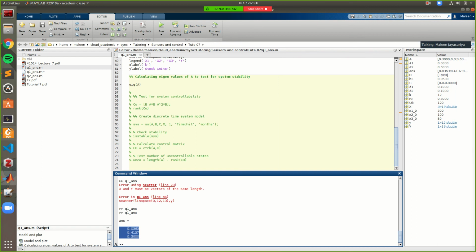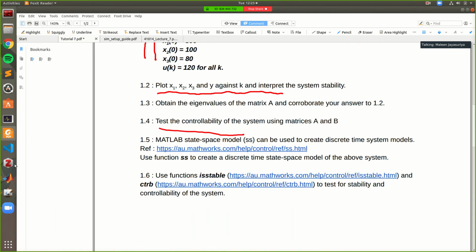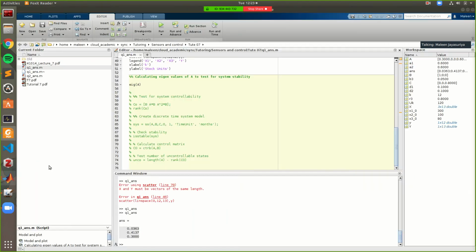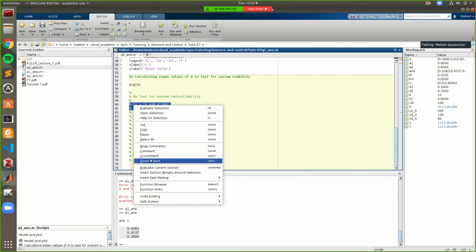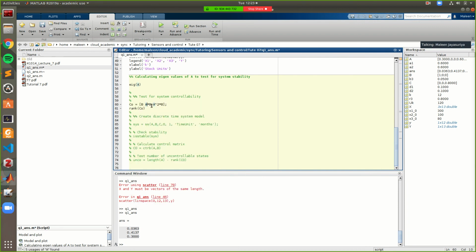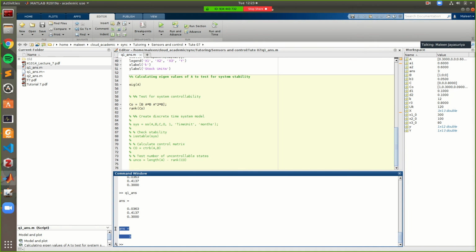Okay, so next question is, can we check its controllability? The controllability matrix is essentially, since this is a 3 by 3 matrix, just B, AB, A squared B, and so on. Then we have to look at the rank of the controllability matrix. If I run this, you can see that the rank of the controllability matrix is 3, which means it's full rank, which means it's controllable.